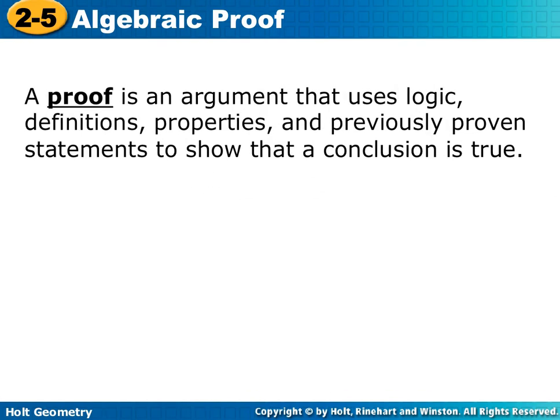All right, so let's talk about proof, and we're coming up with what properties are so that we can support things in what's called a proof. A proof is an argument that uses logic, definitions, properties, and previously proven statements to show that a conclusion is true. So basically, a proof is coming up with the step-by-step support behind whatever you're trying to prove.